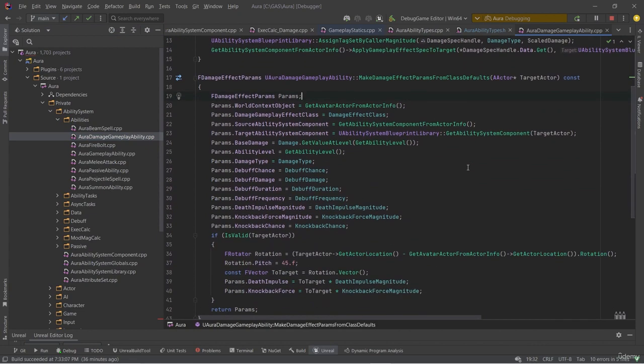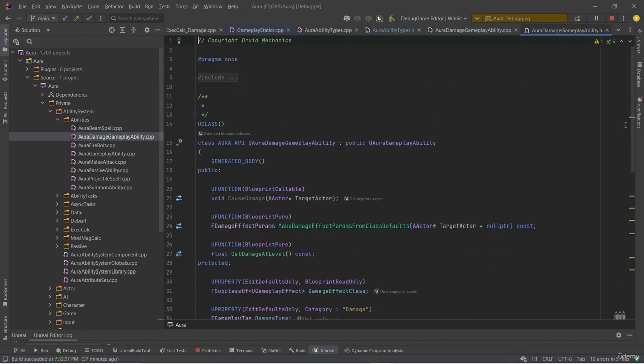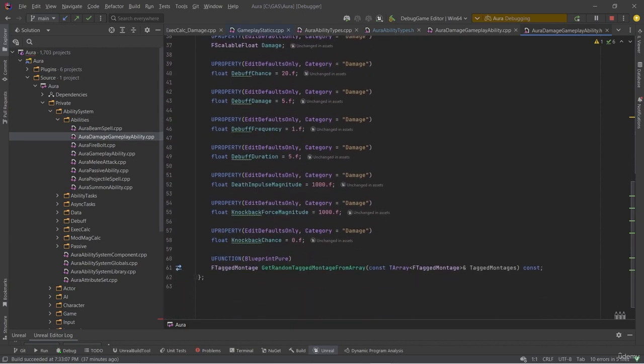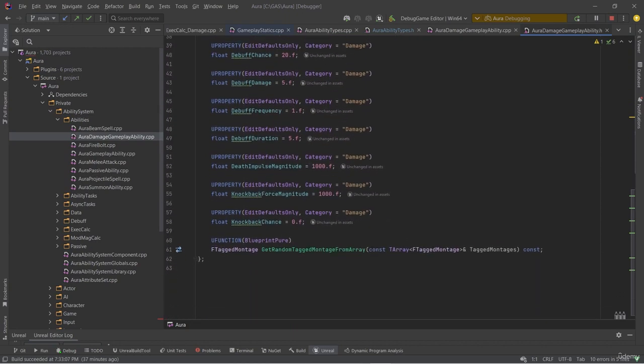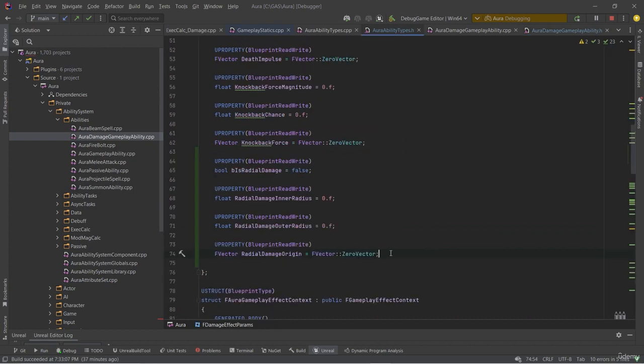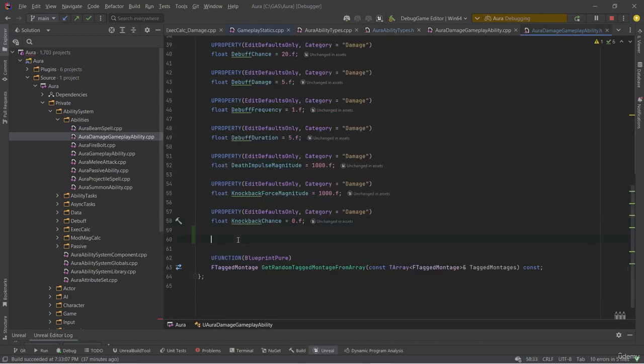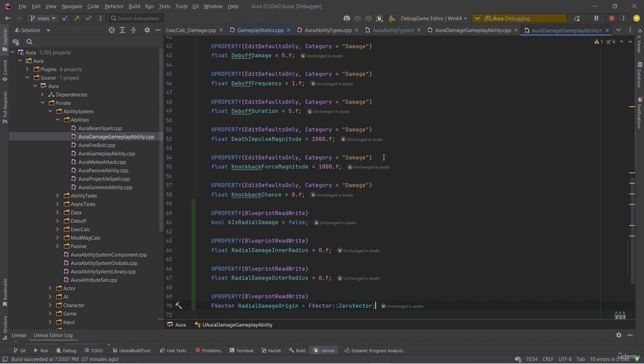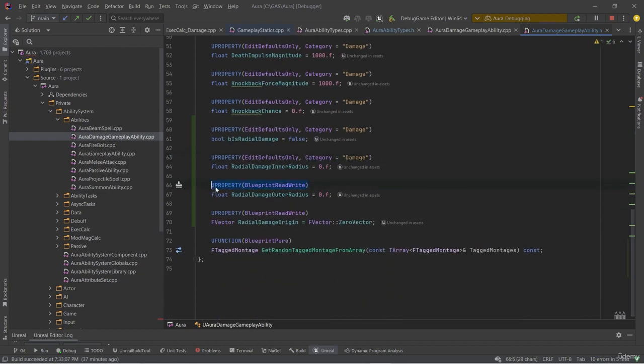Here's the CPP file. I'm going to go into the header as well. And we're going to add some radial damage parameters, and they're going to be identical to our damage effect parameters, namely these 4 here. So I'm just going to copy them, and over here in Aura Damage Gameplay Ability, I'm going to go ahead and paste them. The only difference is I'm only going to make them edit defaults only. We don't need them to be blueprint read write, so I'm going to change their U properties.